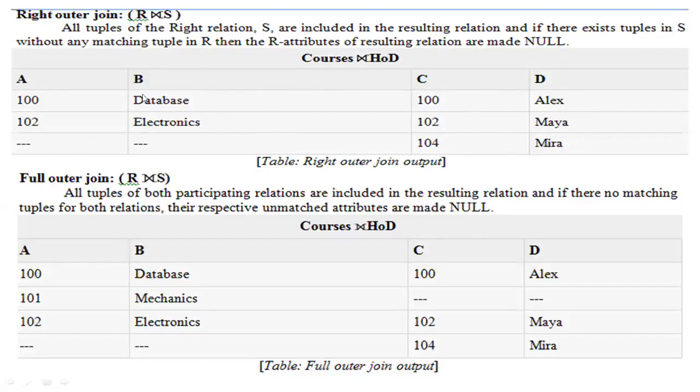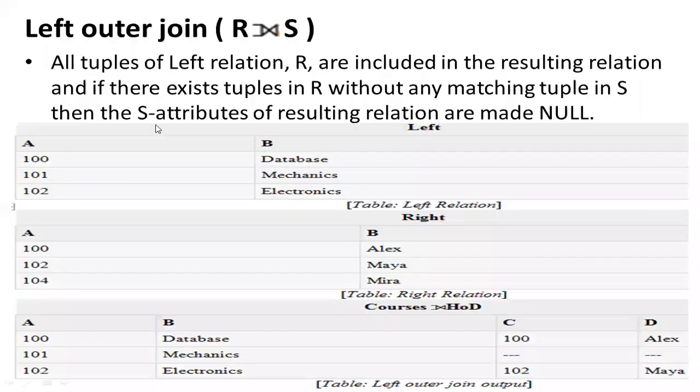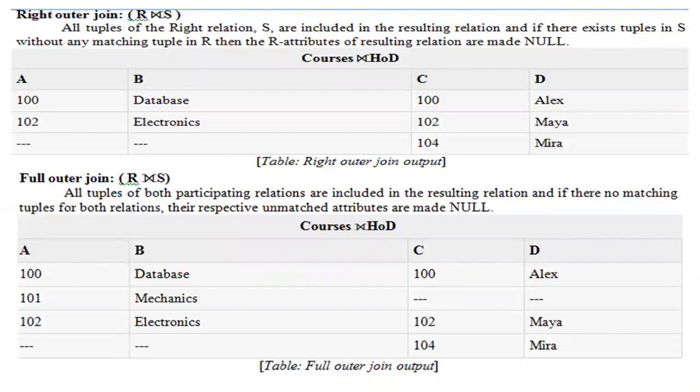That is 100, 102, and electronics, joined. If you look at the parent table, which has 100, 101, and 102, 101 is not there in the right table. So instead of 101, you make it null. Hope you are able to understand.